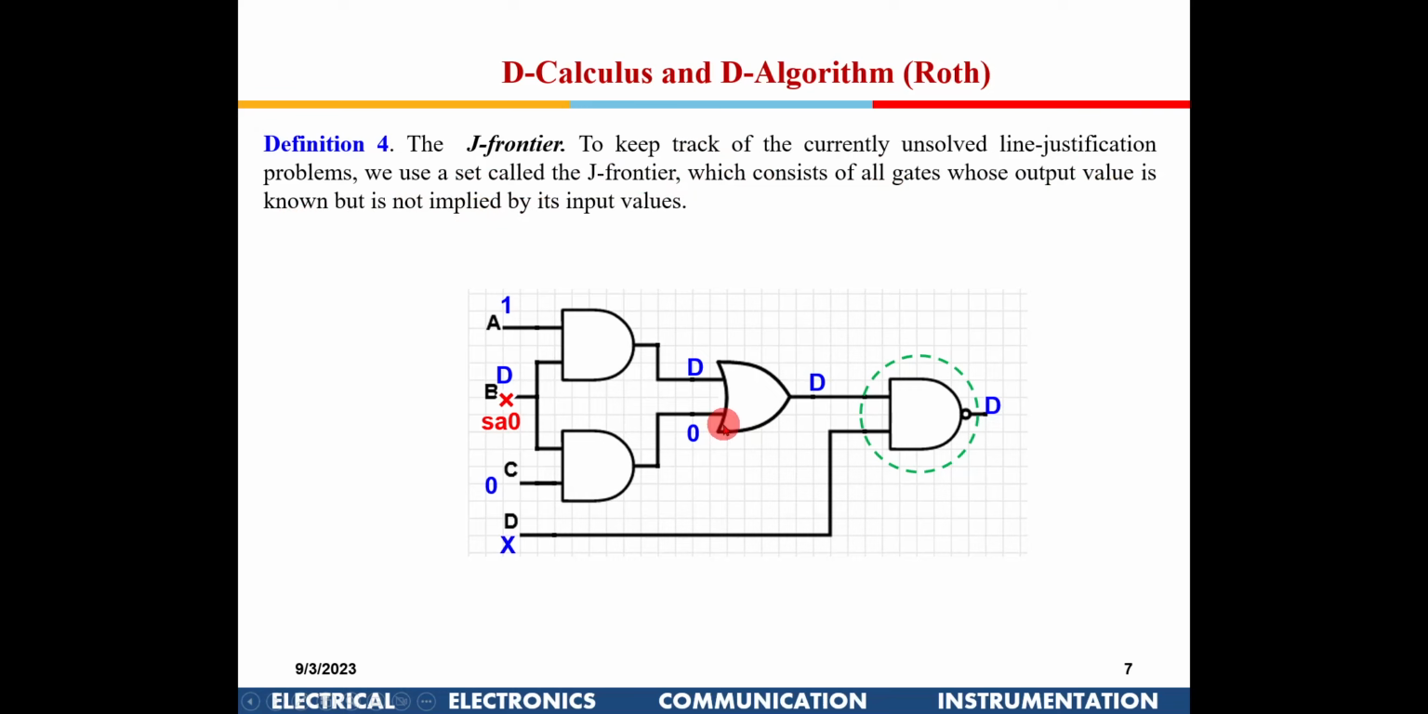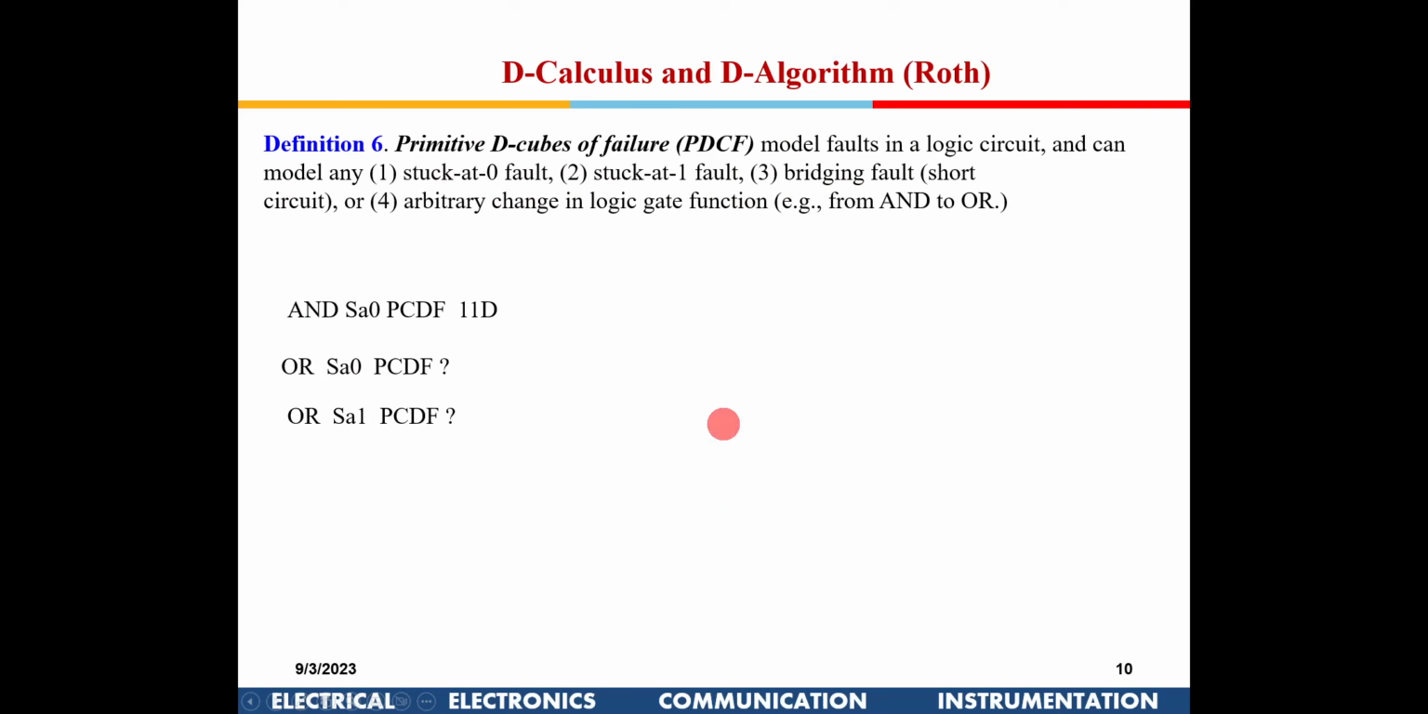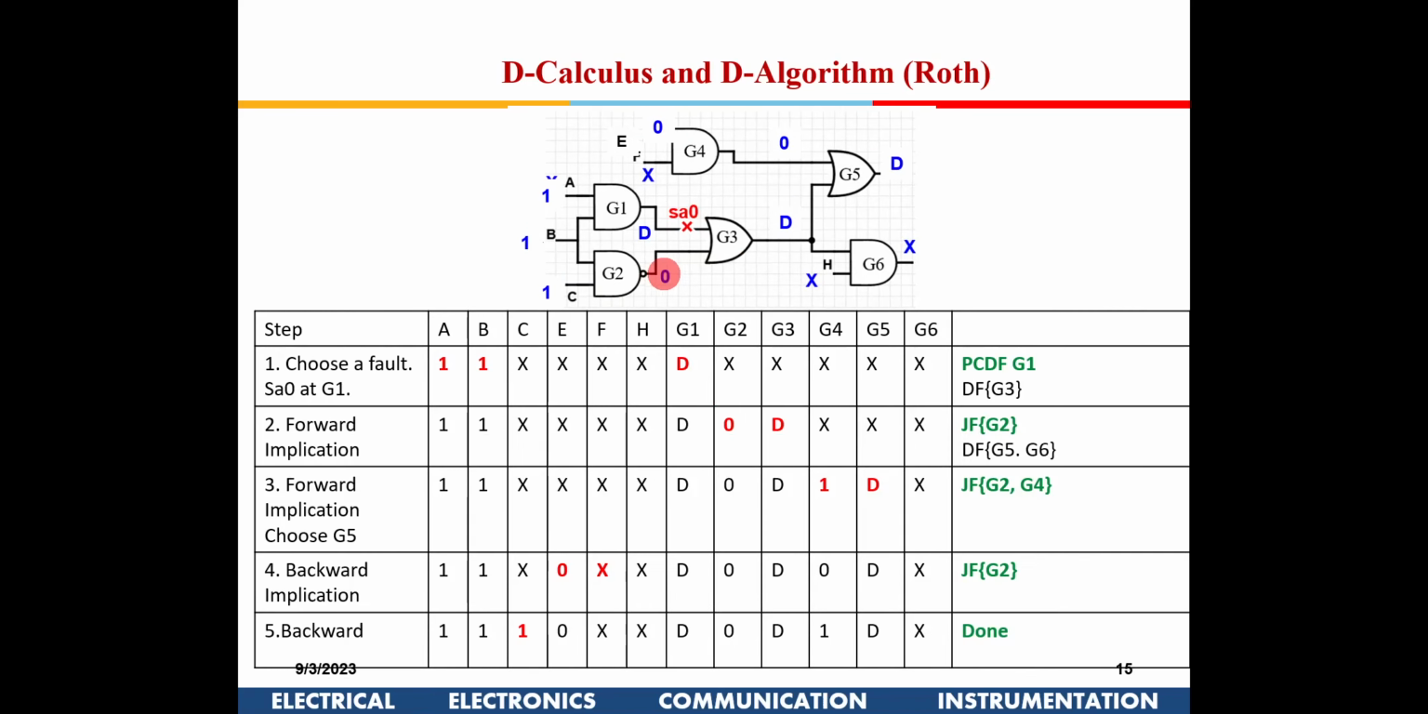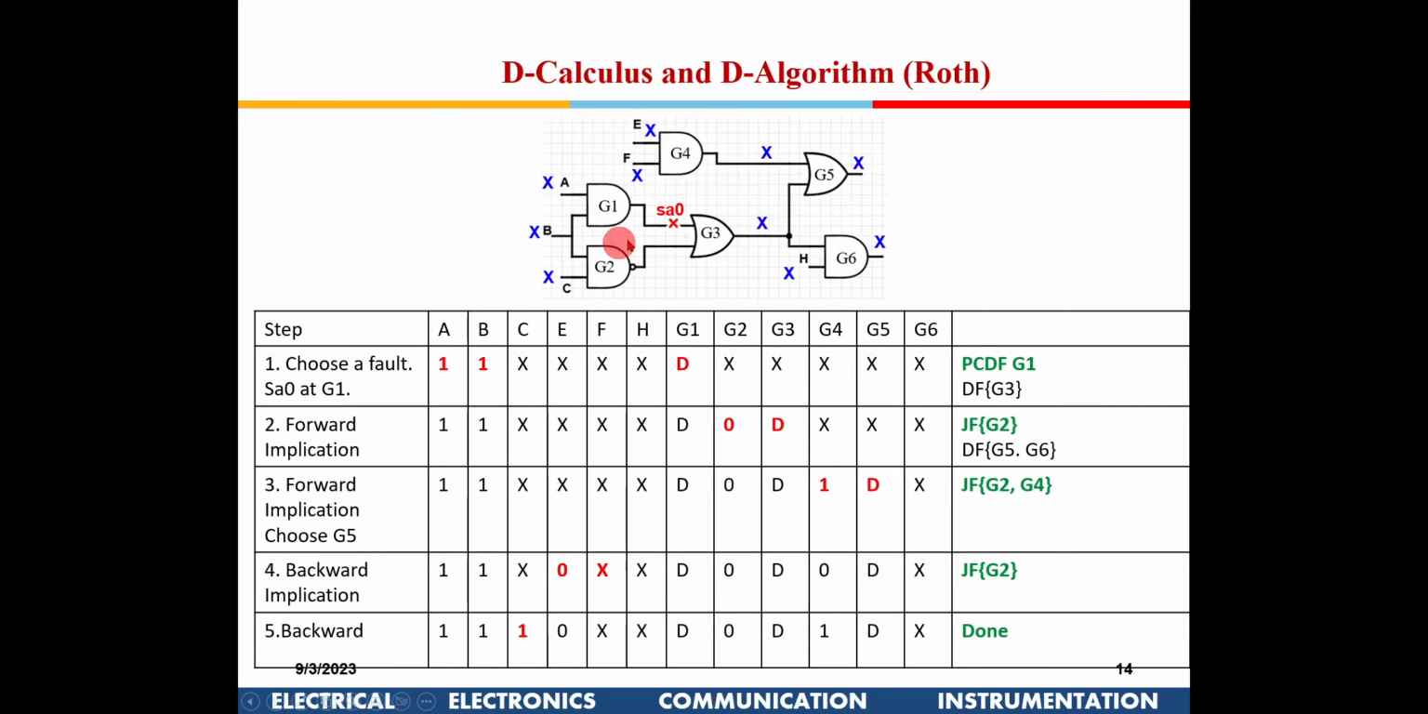Yes, to keep a gate whose output value is known. Okay, so that is why. Since while we are propagating, we have fixed the value of the output of this gate, that gate has moved. Until this time it was not fixed, so it doesn't come into the J frontier.